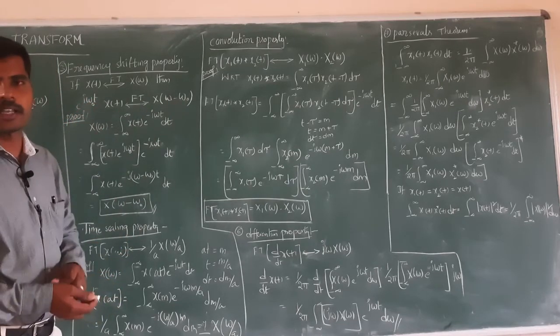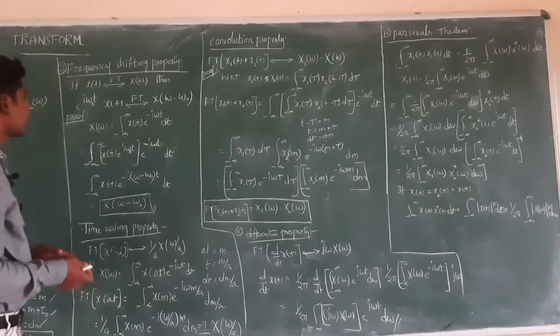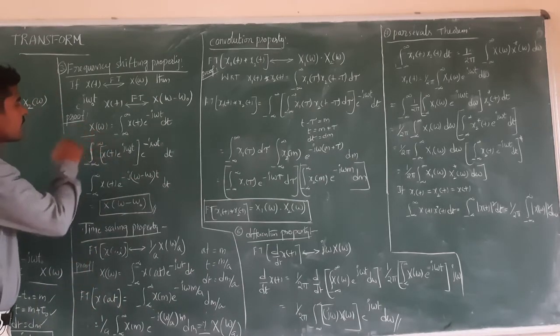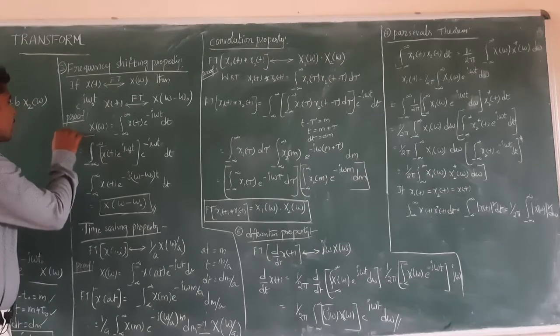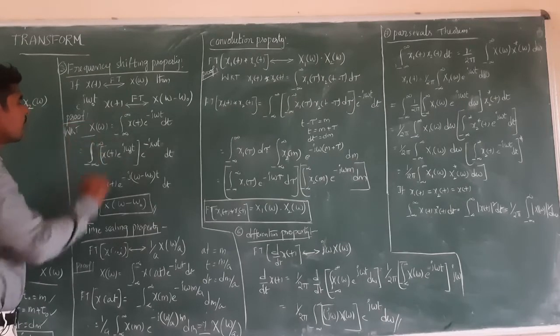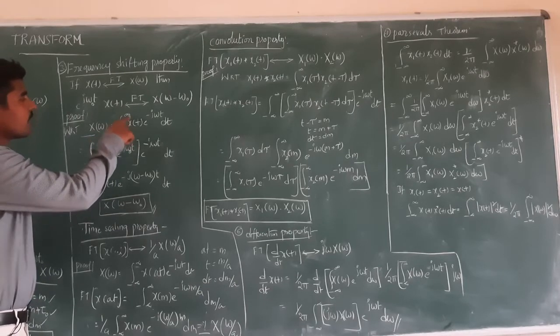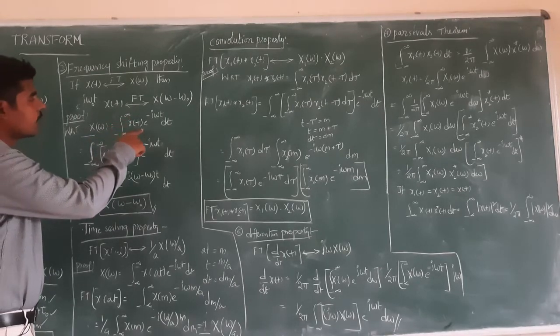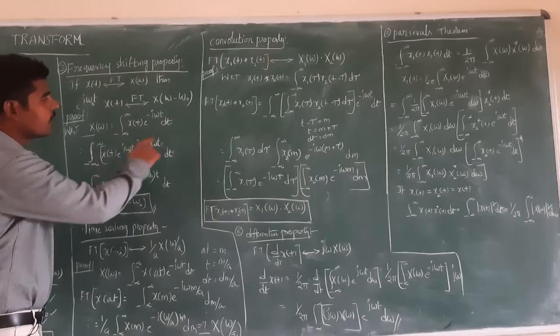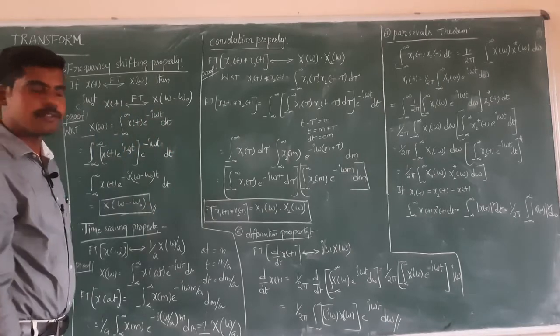So coming to the proof, let us consider the standard definition of the Fourier transform. You are also aware of that one. We know that X of omega is equal to integral from minus infinity to infinity x of t into e power minus j omega t into dt. So that is the standard definition of the Fourier transform.